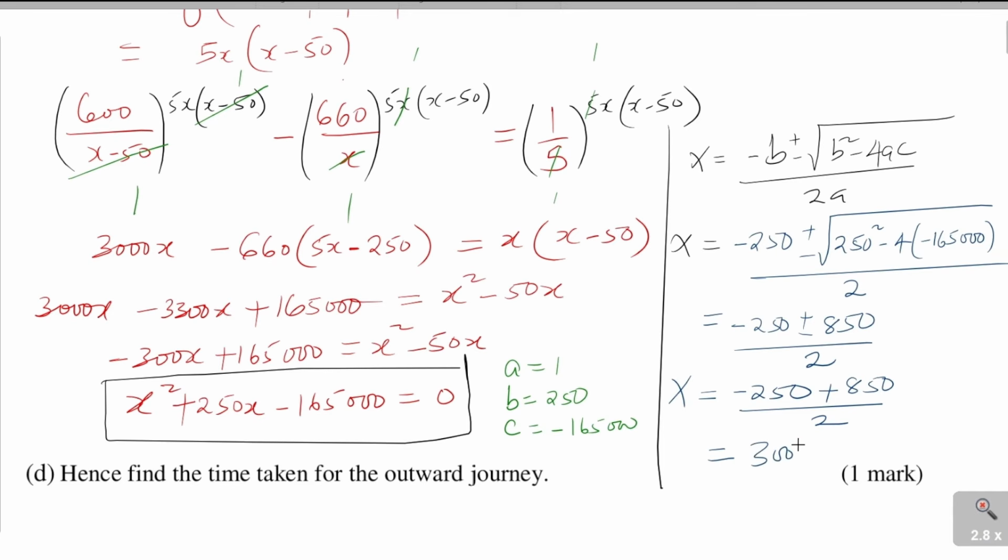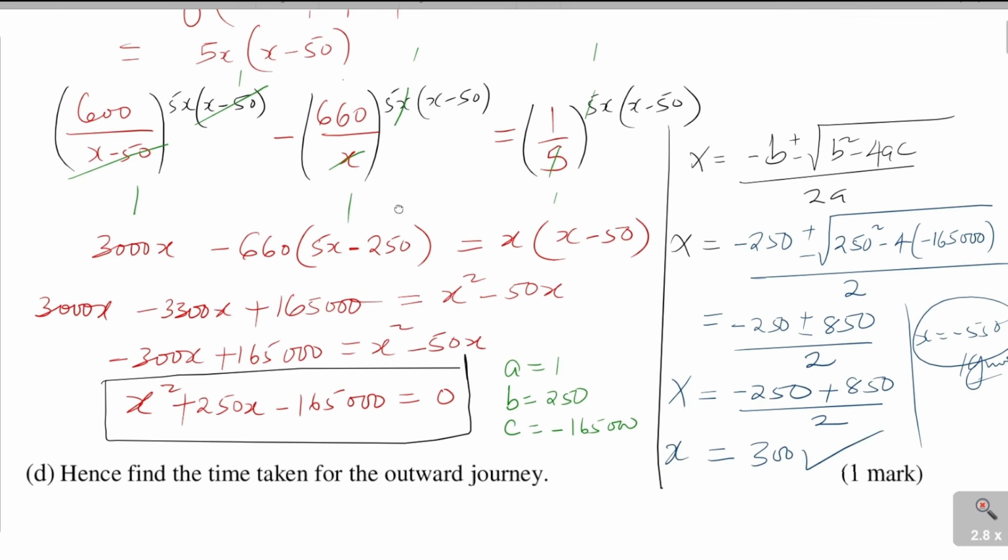This will give 300. Now the other one, if we take negative 250 subtract 850, that will give us negative. And since x is speed, we only consider the positive speed. We ignore the negative speed. So for that one, having two answers, you're going to ignore one. When you work out the other one, it will be negative 550. So we are going to ignore this one because the speed required is positive. So therefore, x is equal to 300. So that is the solution.